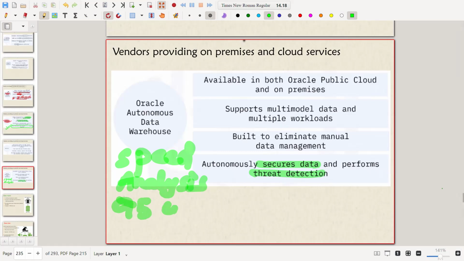95 connectors. I mean, how many connections can we make? How many different sources can it take data from, right?